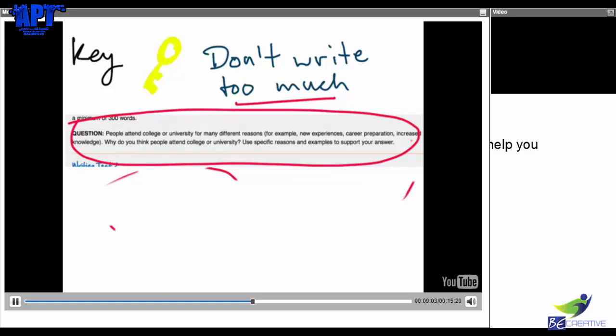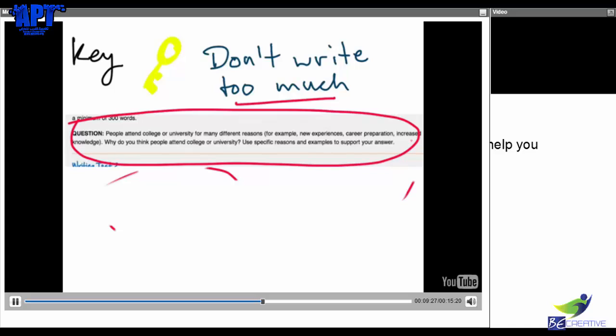Now, this is a question from the practice test in the writing section of the course. The question is, people attend college or university for many different reasons. For example, new experiences, career preparation, increased knowledge. Why do you think people attend college or university? Use specific reasons and examples to support your answer. It's a very common type of question.